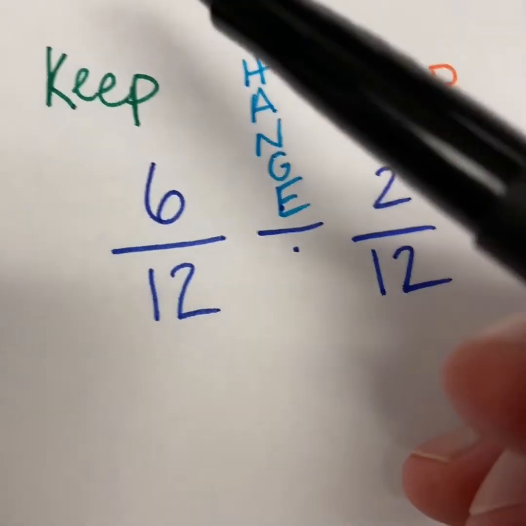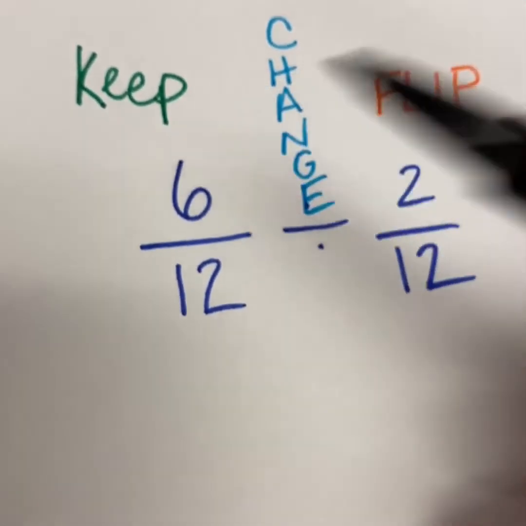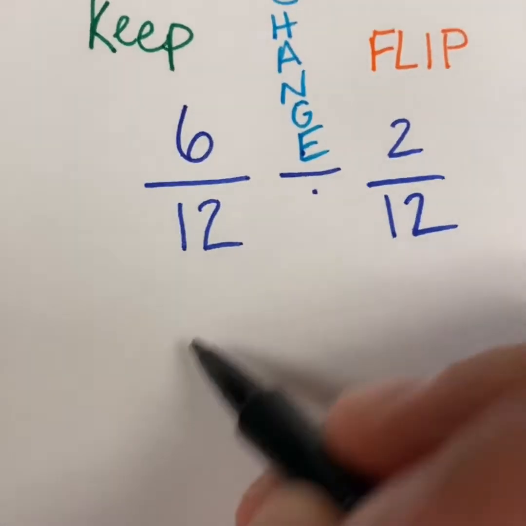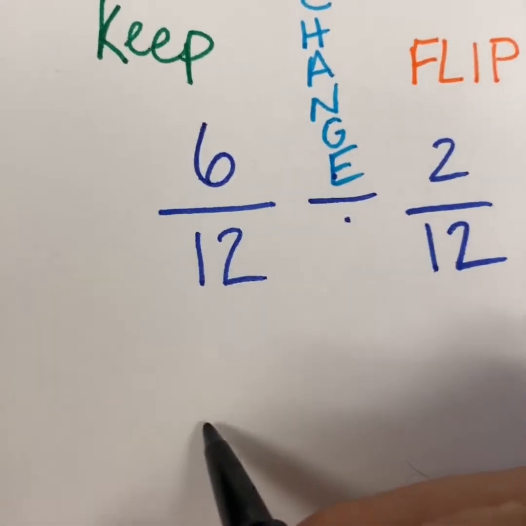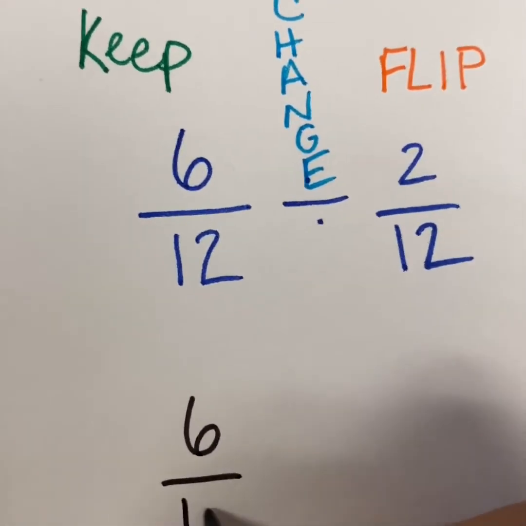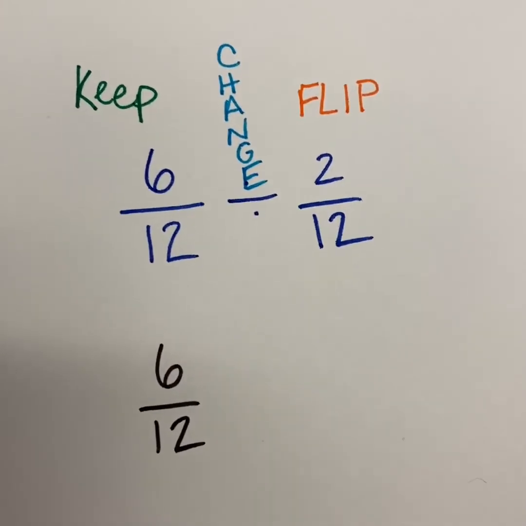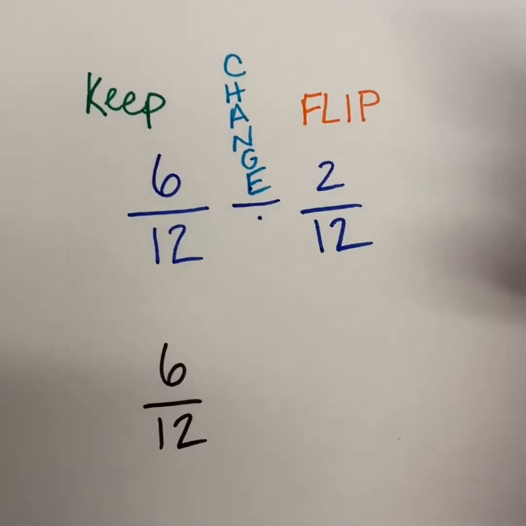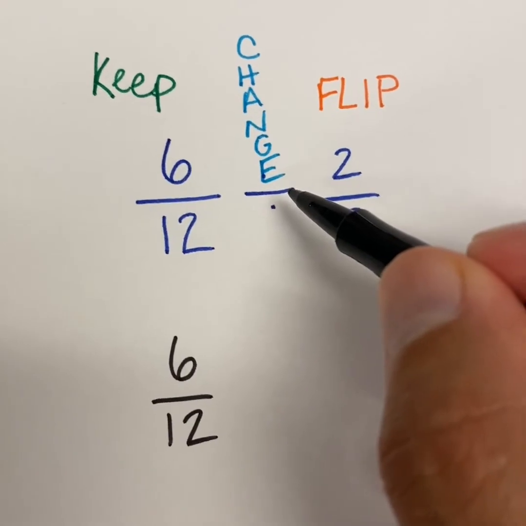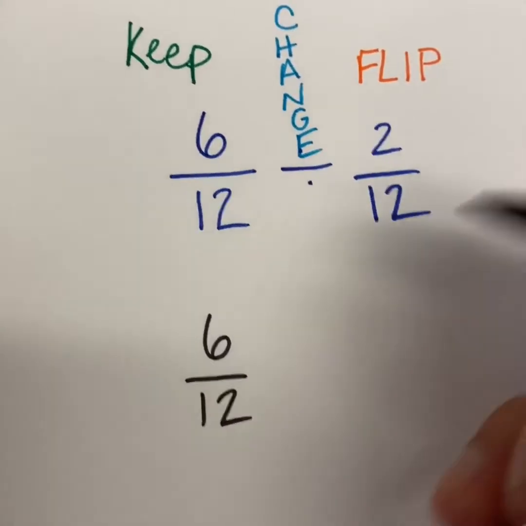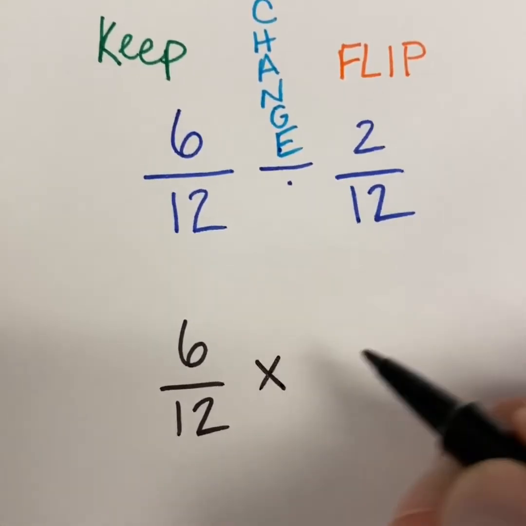First of all, let's focus on keep. Keep means to keep something the same. We're not going to change it. All right, so 6/12, we're going to rewrite this problem. So we're going to have 6/12. That's going to keep the same thing. Now we're going to change something. Change means we're going to do something different. All right, we're going to look at this division symbol. That's actually going to change to multiplication.